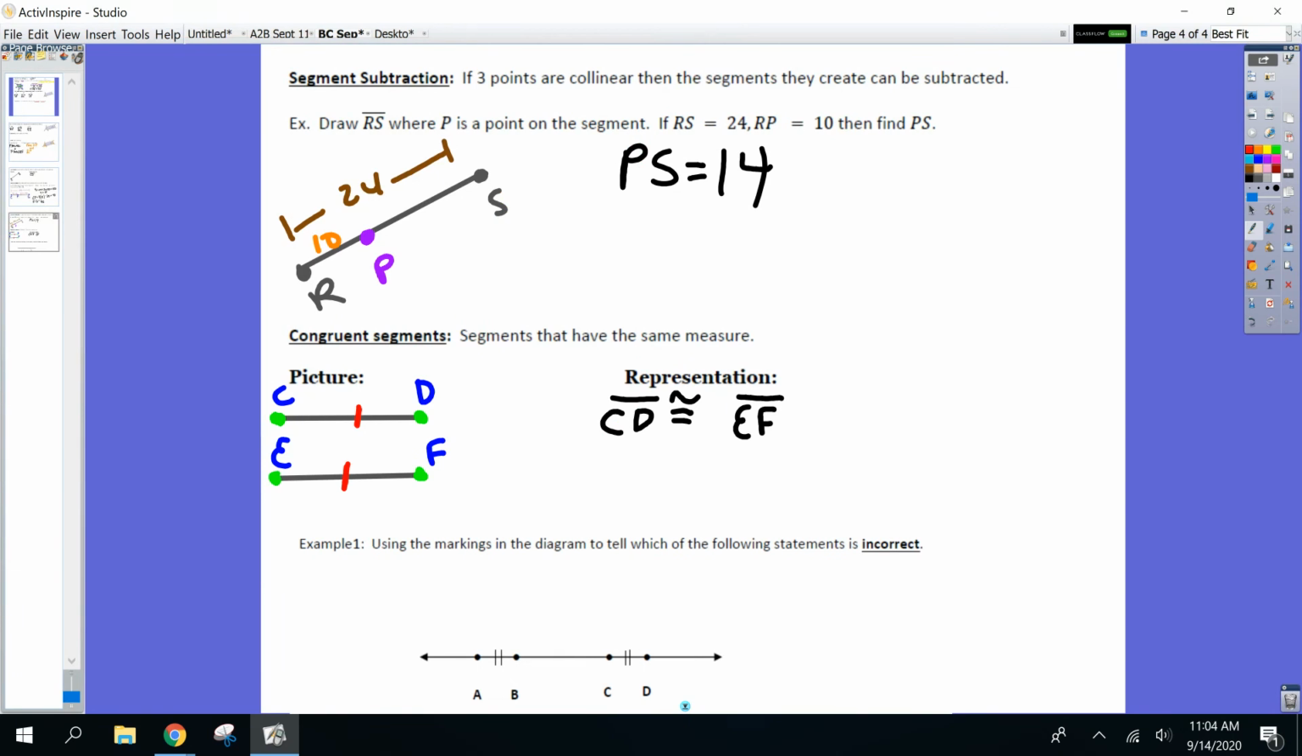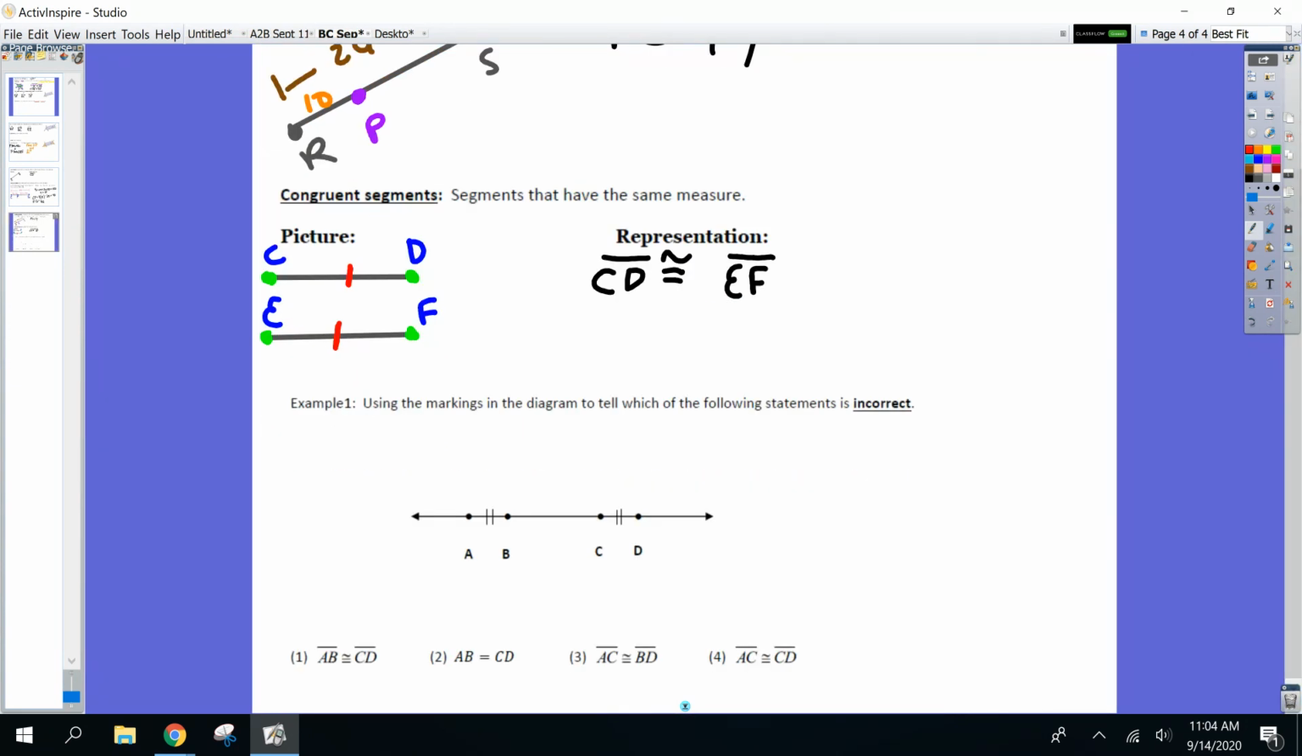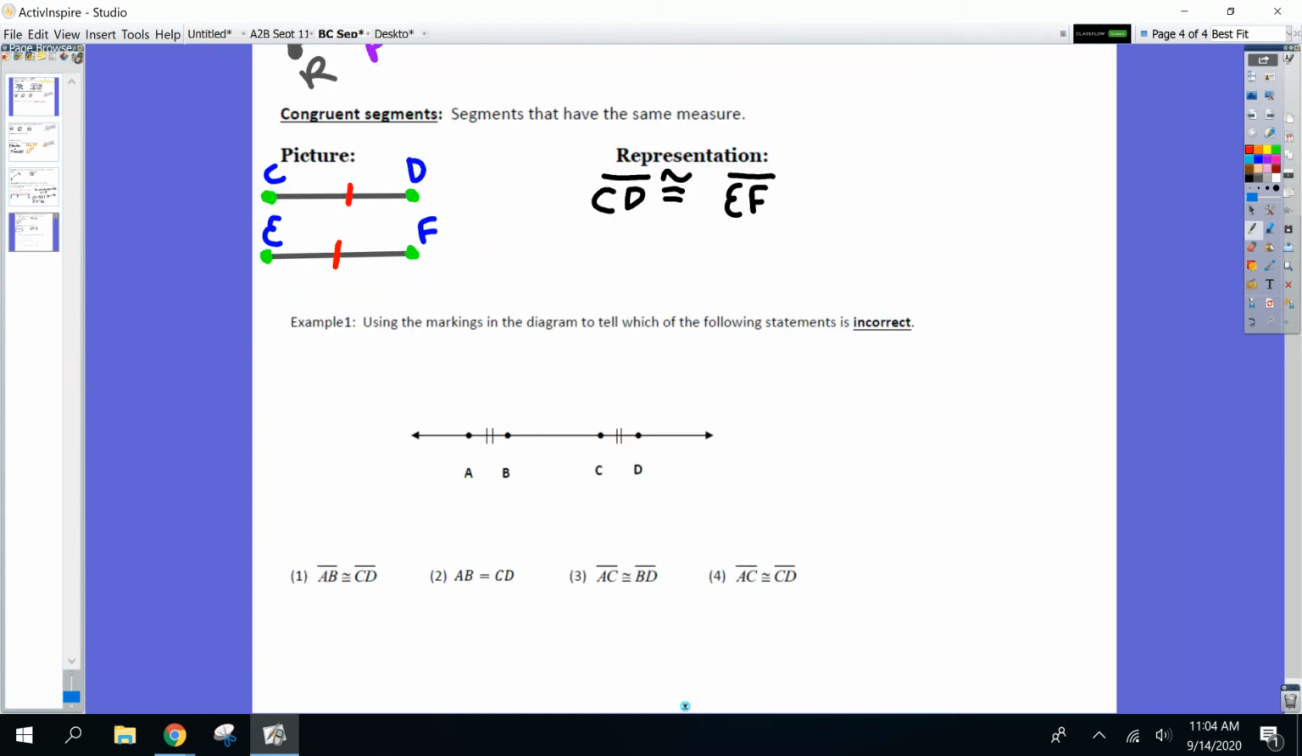And that's example 1 there at the bottom. Everyone see the hash marks? Now you know they're equal in length. They're the same length. So which one is incorrect, everybody? Read through it. You now know what the hash marks mean.